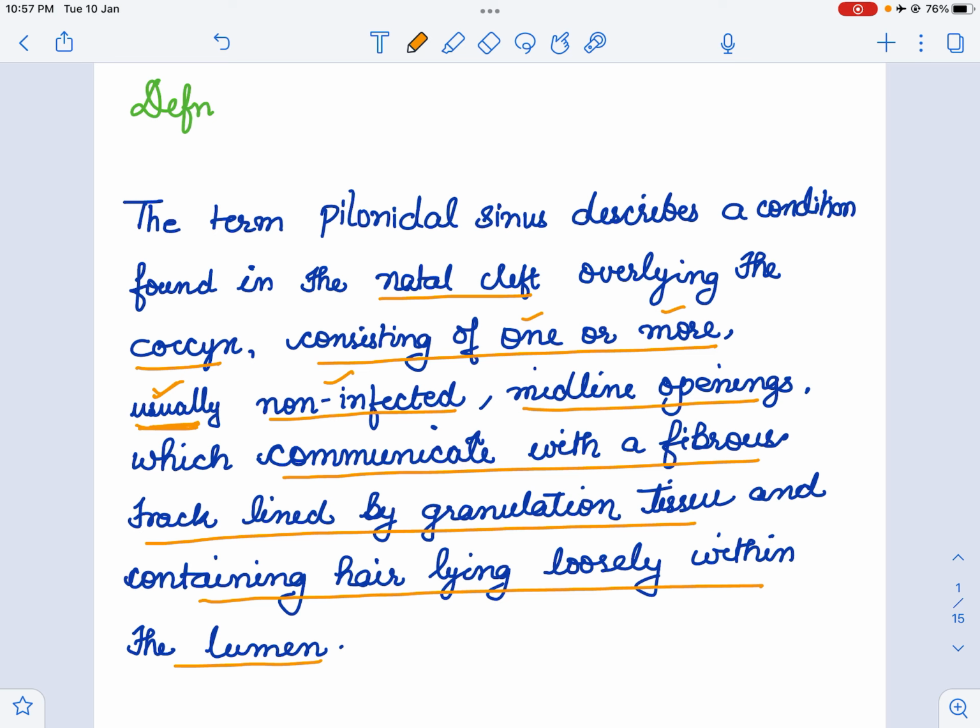It consists of one or more, usually non-infected midline openings, and these midline openings communicate with a fibrous tract lined by granulation tissue. This fibrous tract lined by granulation tissue is nothing but the definition of a sinus. And this pilonidal sinus contains hair which lies loosely within the lumen. So you need to pay attention to these words over here. It does not contain hair follicles. It contains hair which lies loosely within the lumen.